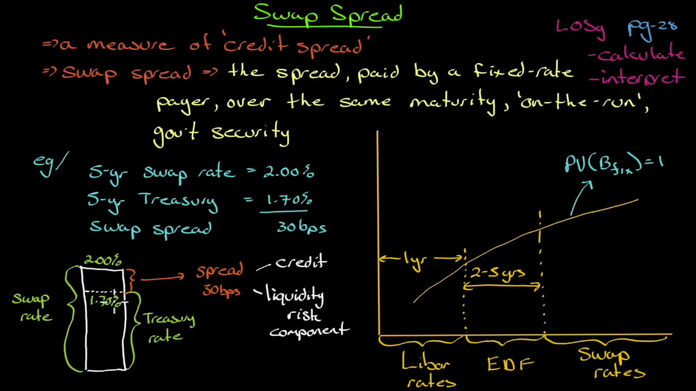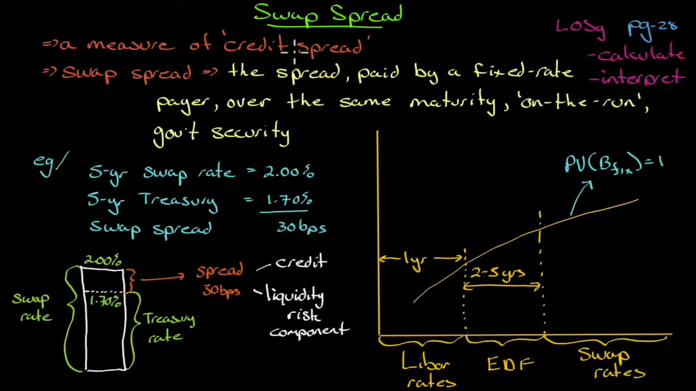So if I were going to look at it in terms of a picture, let's say that this whole rectangle was 2%. That's my swap rate. My treasury rate would make up a certain amount, and then my spread, making up the difference, tries to capture credit as a sort of credit spread. I think that makes sense.